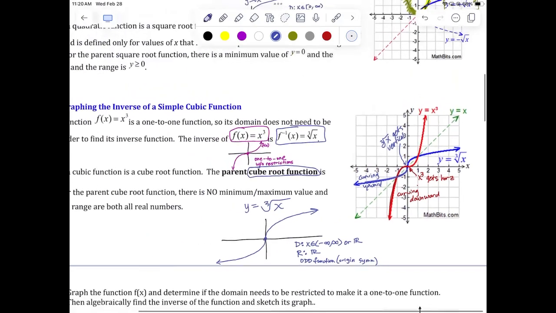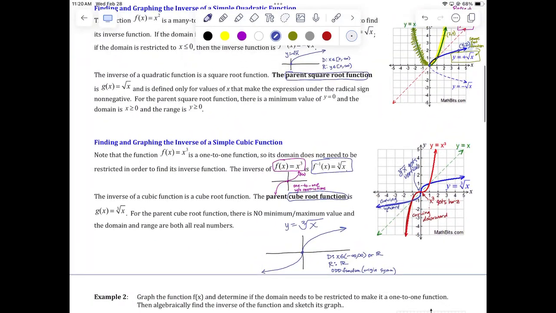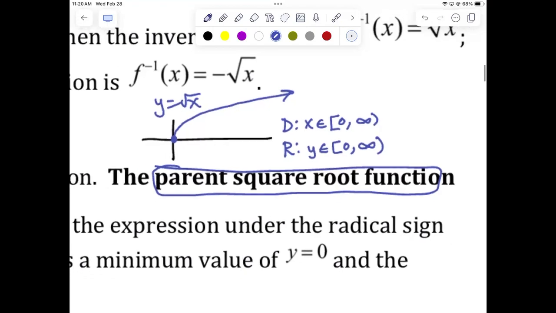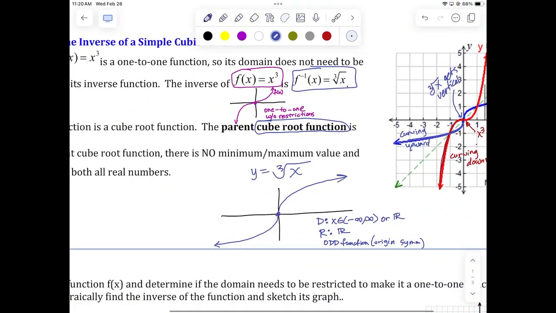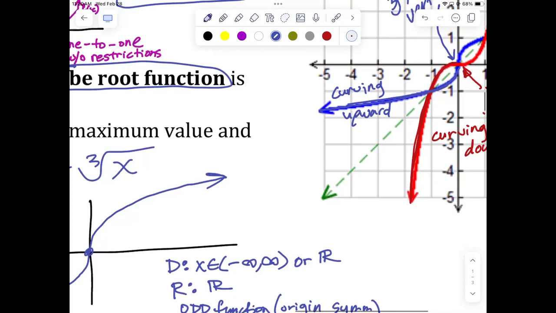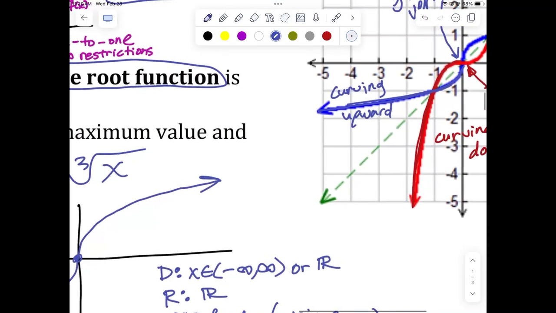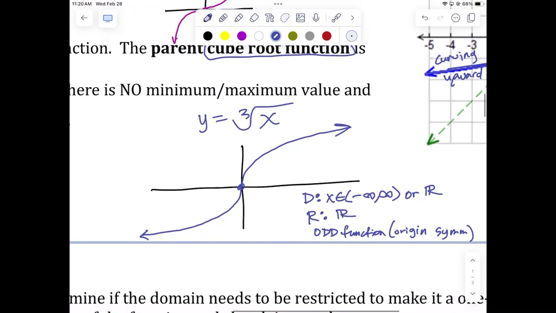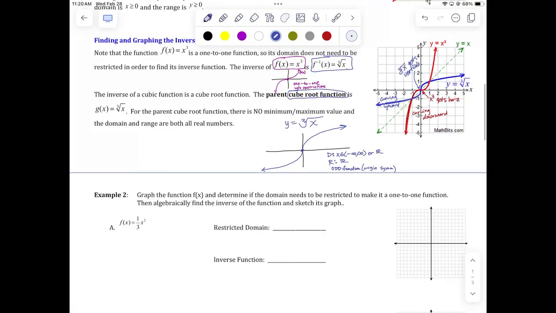All right, so there it is. You have two new functions today that you're going to add to your catalog of parent functions. The square root function, which is just a single branch sticking out from the origin. And then you've got the cube root function, which, notice in quadrant one, doesn't the cube root function kind of look like the square root function in quadrant one? Yeah, it kind of looks the same. The only difference is it has a partner down there in quadrant three that comes in and goes vertical. Okay, got it? All right, let's look at example 2.